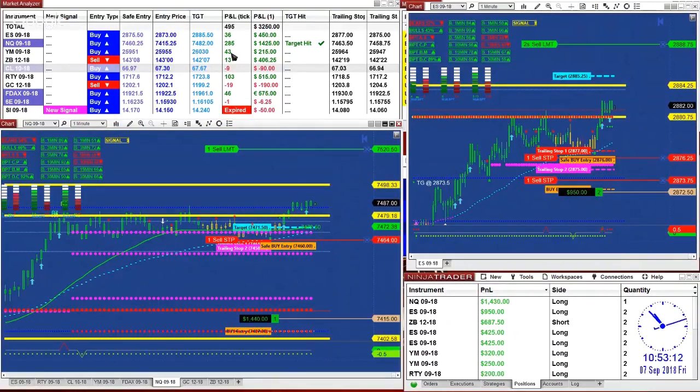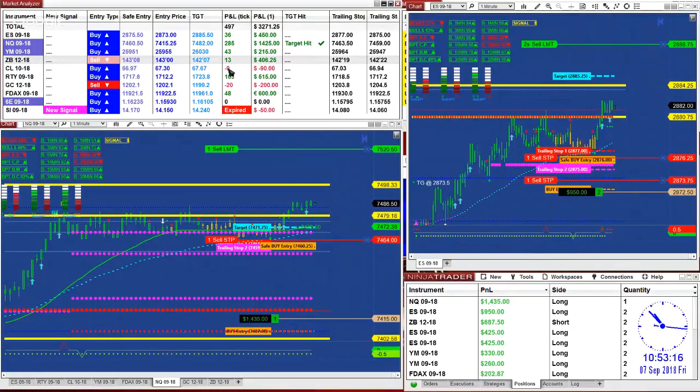285 ticks, 43 ticks, YM, 13 ticks, 30-year Treasury bond going south, 10 ticks, Russell, 100 ticks, gold going south, 19 ticks, DAX, that's not much for DAX, 45 ticks, and the 6E is going in the circle, and actually the silver is also in the circle.